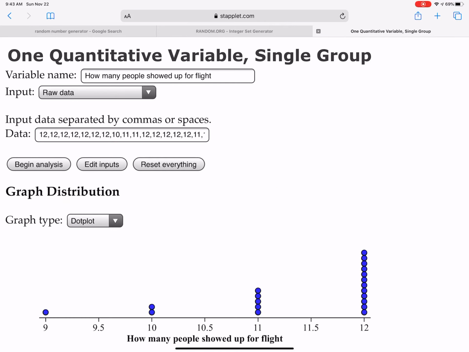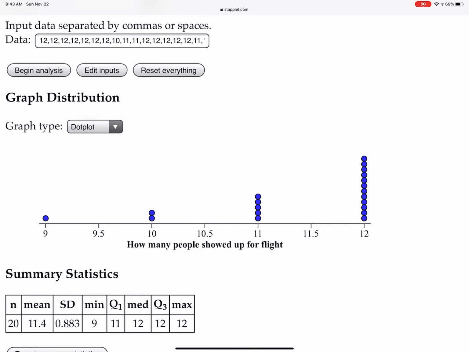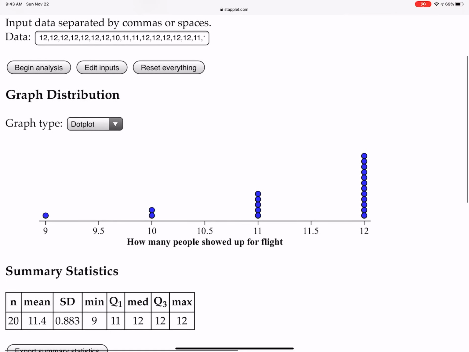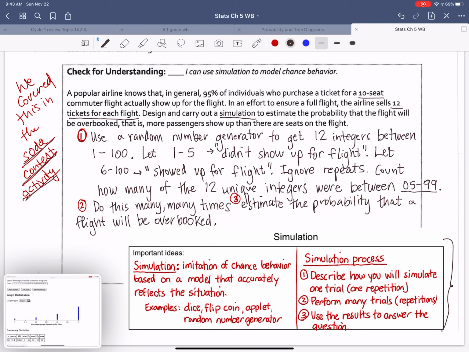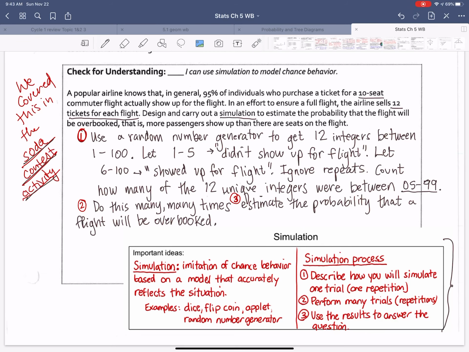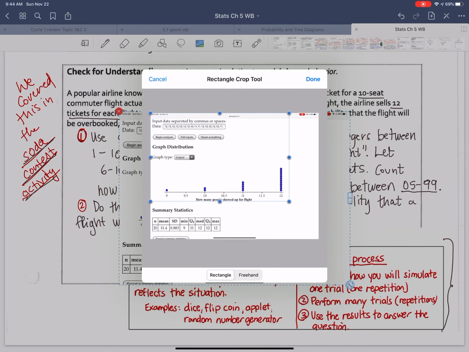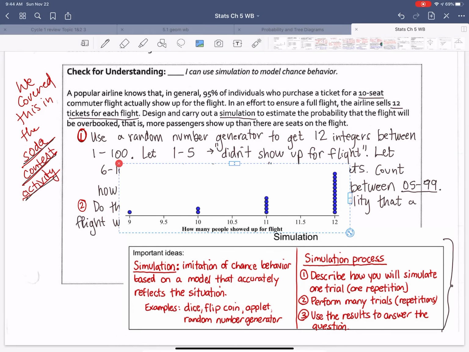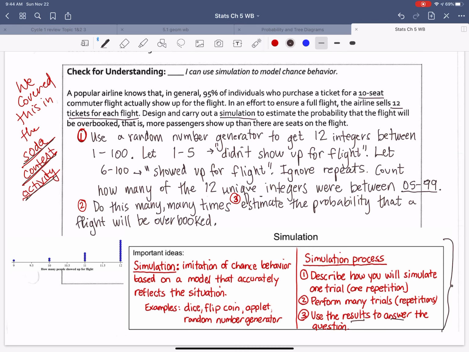All right, so let's begin our analysis. We have 10 numbers here, right? Or excuse me, 20. I'm going to take this data back to my table. The last step is to use my results to answer the question.